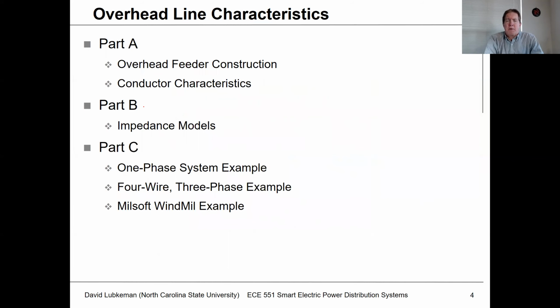So anyway, what we're going to do is talk about overhead, and in the next lecture I'll get into underground cables. We're going to start off by going through construction, some of the conductor characteristics. So talk more about what the physical overhead element looks like. And then we'll get into doing the modeling. We'll be developing what we would call an impedance model. And then in the last part, I'll go through some examples and show you what this would look like in a computer program like MillSoft Windmill.